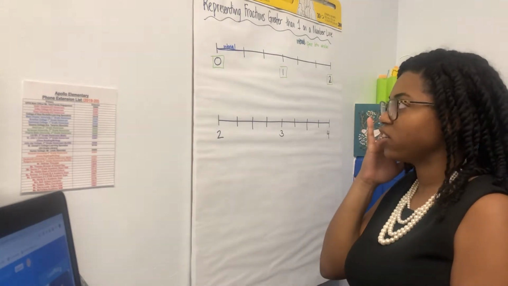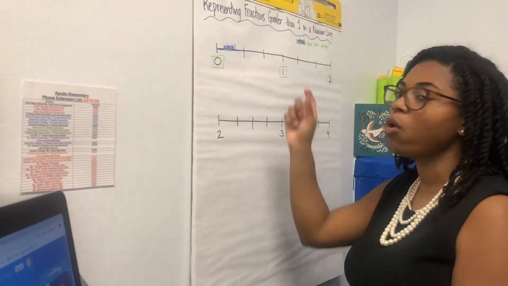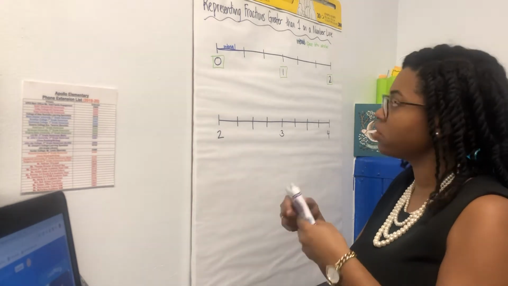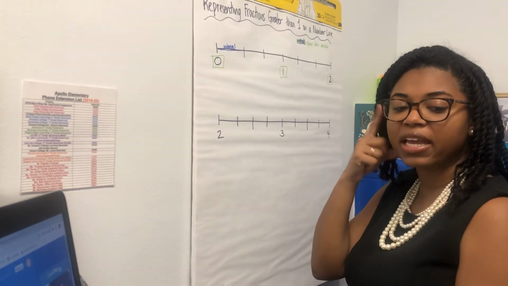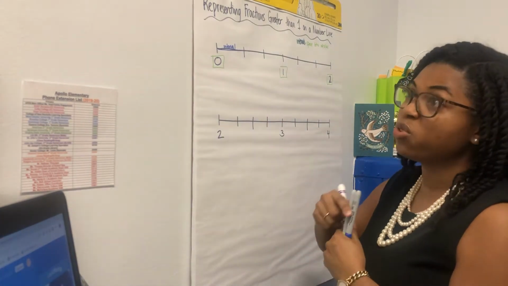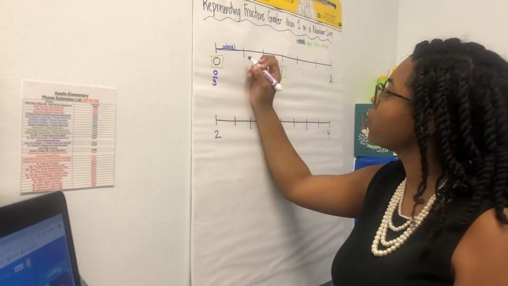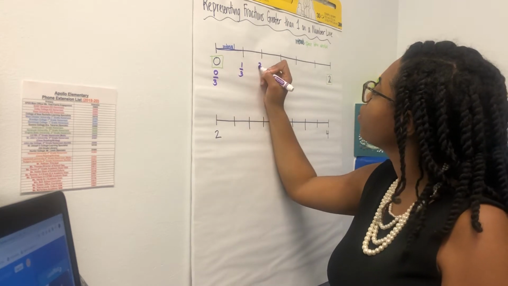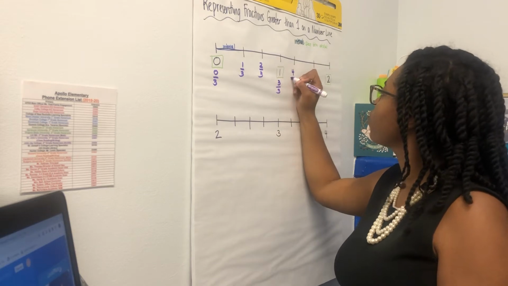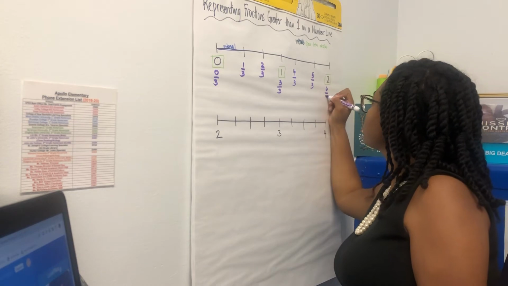So let me think. What is my unit fraction? Well, if there are 3 equal parts or 3 equal intervals in one hole, my unit fraction must be thirds. So I'm counting by thirds. Now let me think, how can I count using my unit fraction? The first one, if I'm doing thirds, it has to be 0 thirds. And now let me just count up: 0 thirds, 1 third, 2 thirds, 3 thirds, 4 thirds, 5 thirds, 6 thirds.